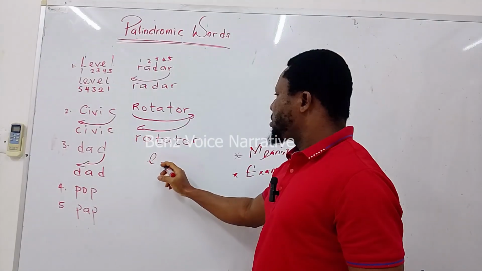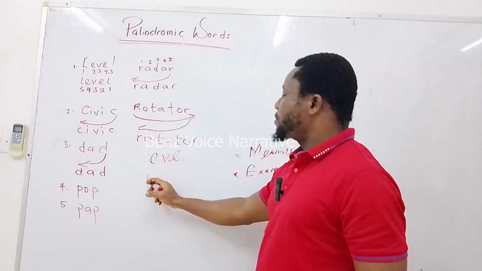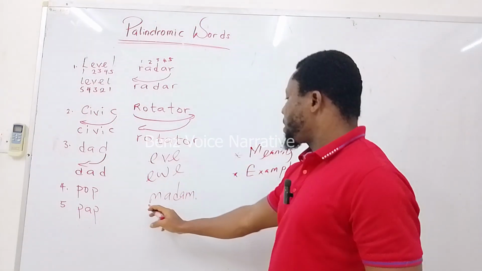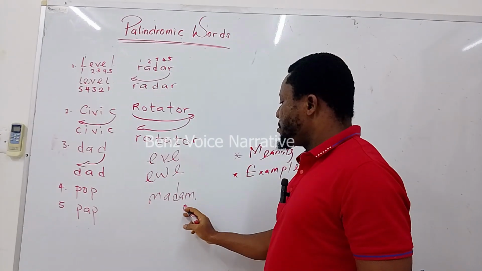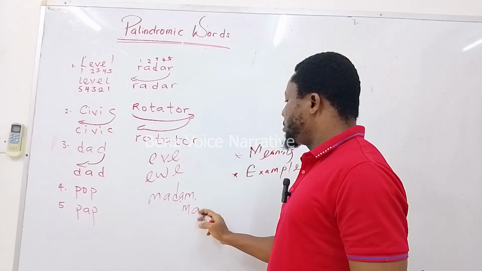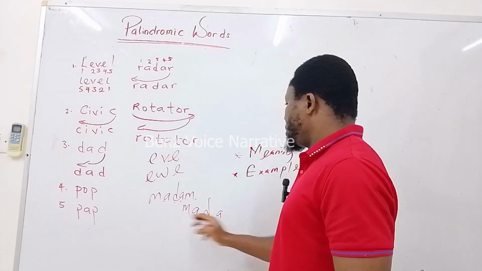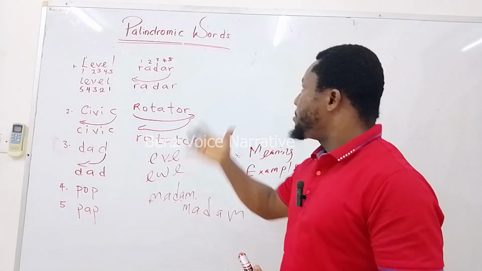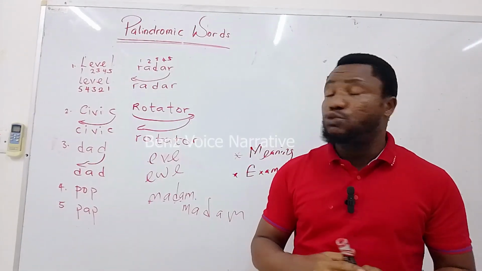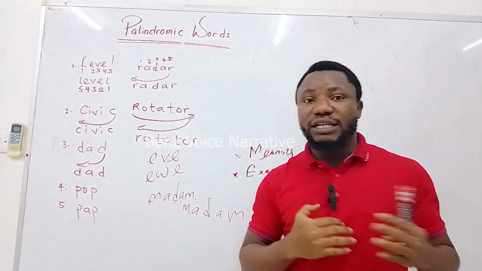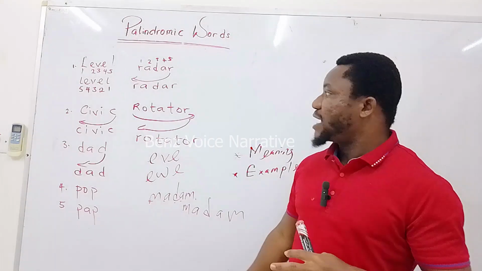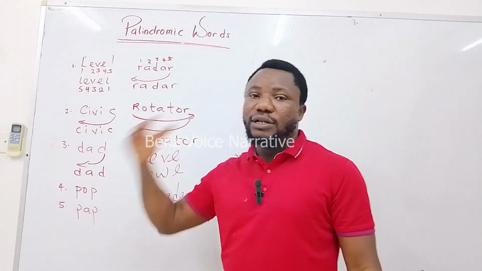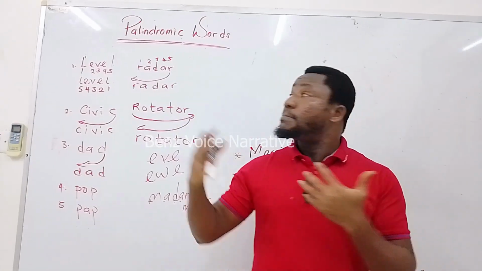Other examples are these. The word eye, and we have madam. If you spell the word madam backward, you have M-A-D-A-M, madam. These are just common and uncommon examples of palindromic words. Remember that the right pronunciation of this word has the stress on "drom". And again, in structure, palindromic words are symmetrical in their lineup. So that would be it about palindromic words.